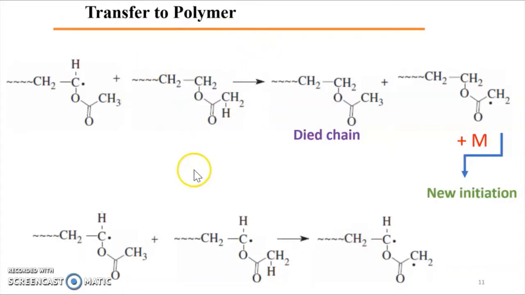Also, the transfer to polymer could be to another propagating chain. So this radical could be transferred to another propagating chain. So I will have here a dead one, like this one, and I will have formation of double radicals. So in both cases, whether transferred to a dead polymer chain or to a propagating active chain, I will have formation of branched polymers because the polymerization will go from different points or different sites.